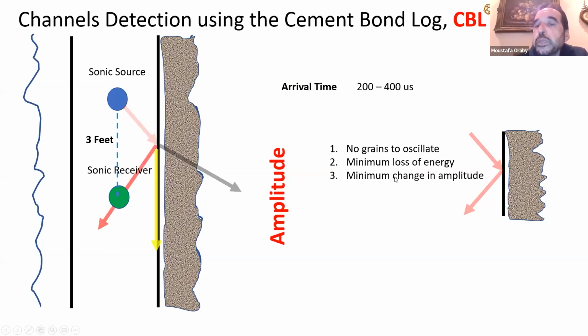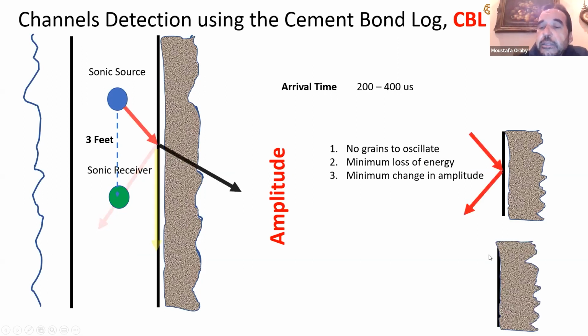Which we call minimum change in amplitude. If there is a minimum loss of energy, the amplitude is not going to change because the amplitude reflects the energy. So this will tell us, do we have bond or we don't? If the arrival time is between 200 and 400, and I didn't find any change in the amplitude or the energy, then there is no bonding. So I know there is no cement in here.